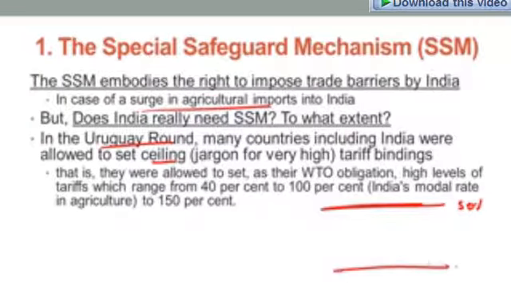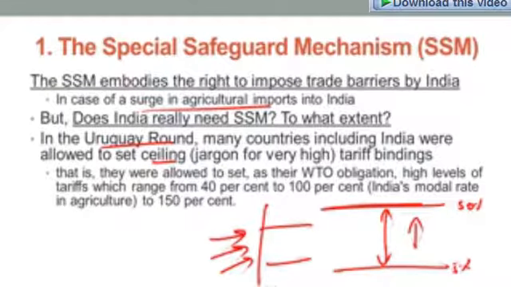Now suppose India's current rate is 5% in that particular product. That means there's a lot of flexibility there. India can increase as required. Now imagine the same situation India is here. Import surge is happening. What can we do? We'll just increase the tariff. And without having SSM, we already have that right. So why should we again ask for SSM also when we already have this option?